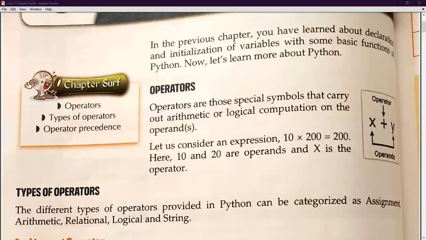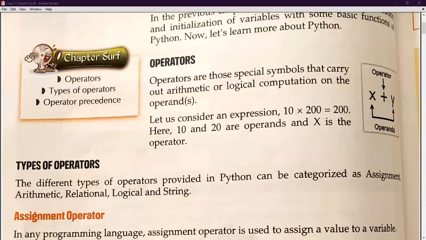Operators are special symbols that carry out arithmetic or logical computations on operands. Now you will ask me, sir, what are operands? Operands are the variables or numbers on which we apply the operators. Let's take an example. If we write x plus y, the plus is my operator and x and y are my operands. So these variables are just like operands. Now I hope you are clear what operands and operators are.